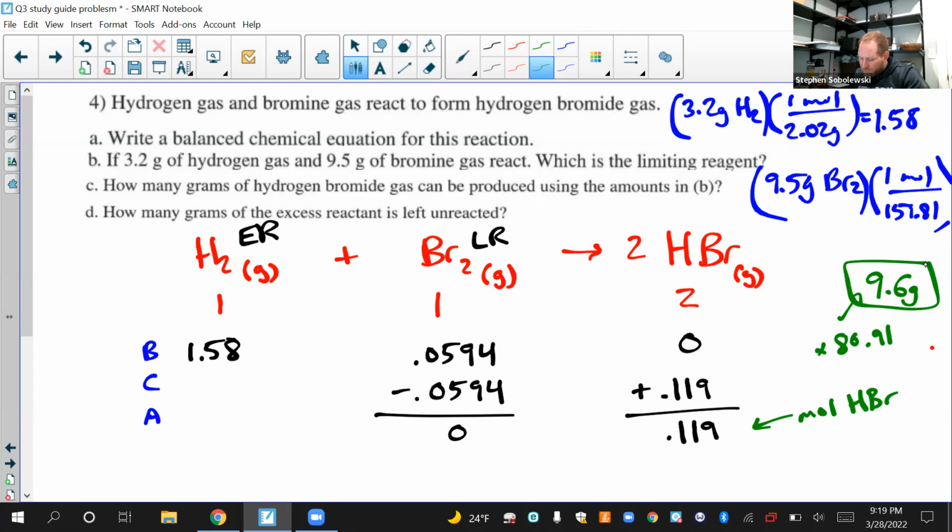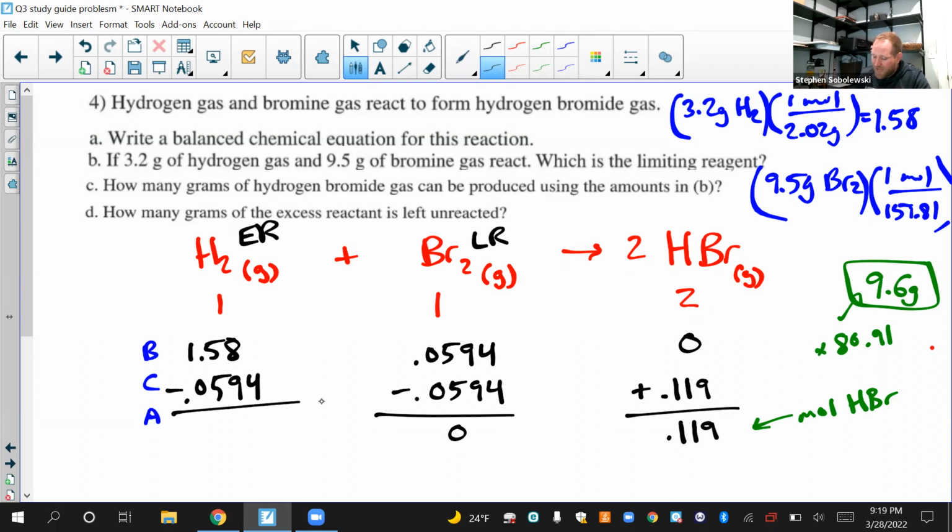Part D, how many grams of the excess reactant is left unreacted? So we're finishing our BCA table here. Well, is 1.58 moles going to react? No, that's the excess reactant. That's more than we need. In fact, it's a lot more than we need. Well, how much is actually going to react? Well, if 0.0594 moles of my LR reacted, 0.0594 moles of the ER are going to react, in this case, because it's a 1-to-1 ratio.